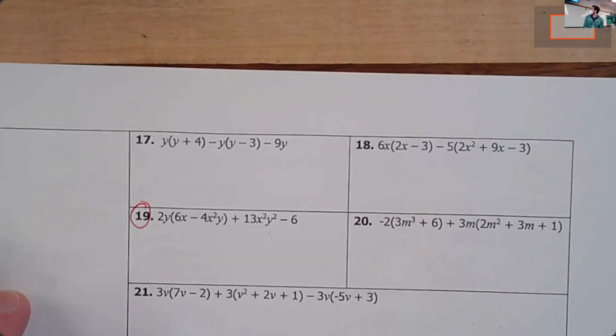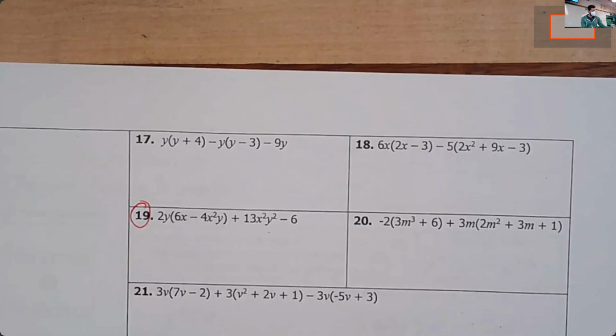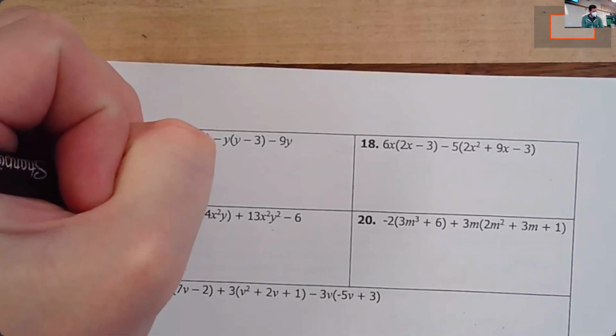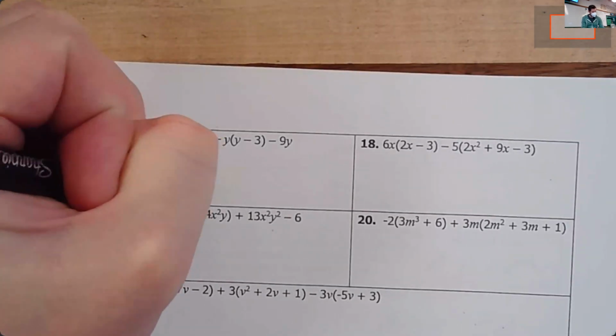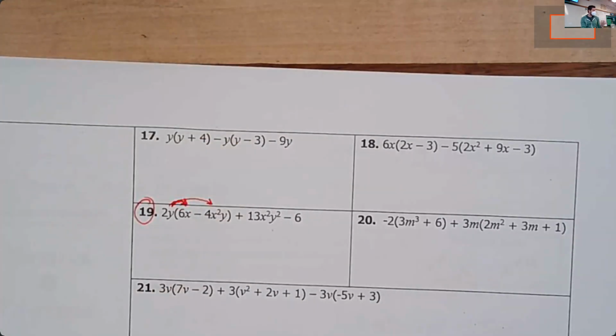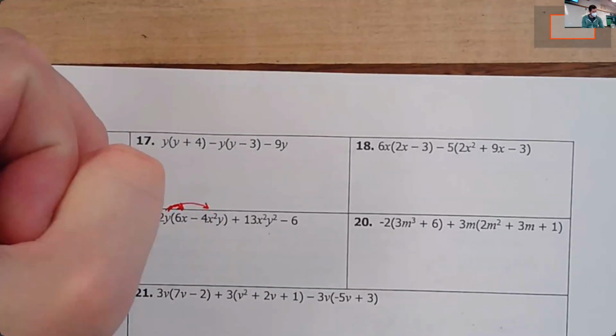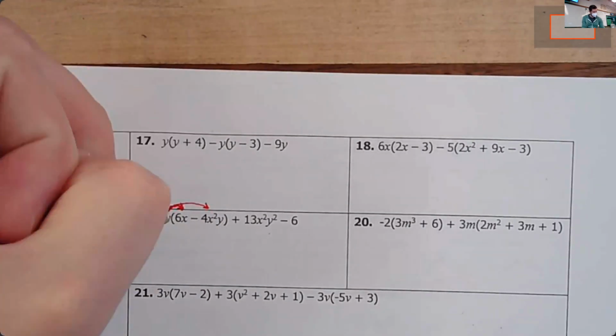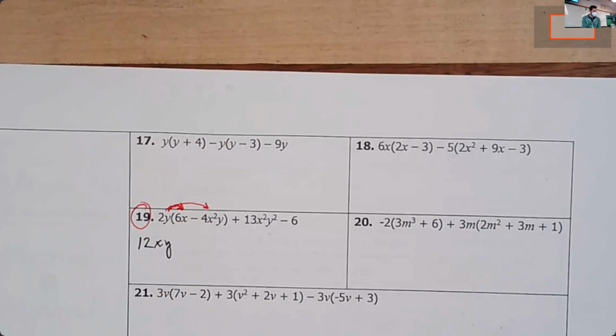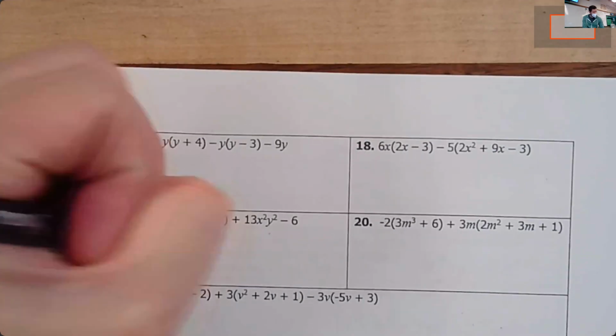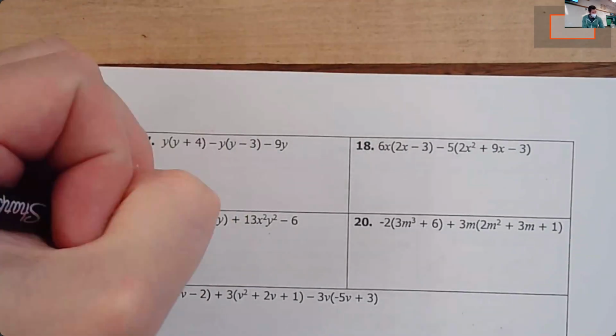So number 19, there's only one thing to distribute on number 19. It's the 2y. So we'll start by multiplying 2y by the 6x and then by the negative 4x squared y. Only one set of parentheses to multiply into. So 2 times 6 is 12. So that would be 12xy. Make sure we're using alphabetical order when we multiply these. And then 2 times negative 4 would be minus 8 x squared and then y squared.